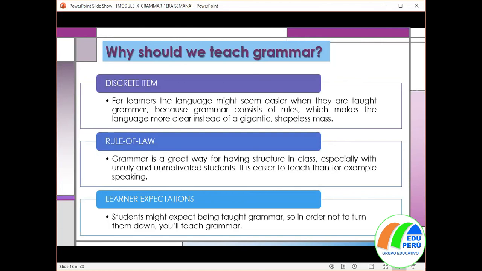And finally, we have here the learner expectations. Students might expect to be taught grammar, so in order not to let them down, you'll teach grammar. And so this is very important to remember. So here you have these aspects: why should we teach grammar? Notice, it's important to teach grammar to our students. The problem, so I'm going to repeat it again, is how we teach it. This is the problem.